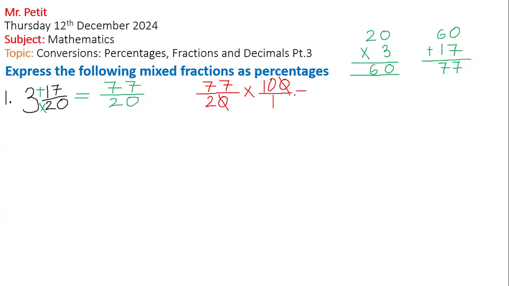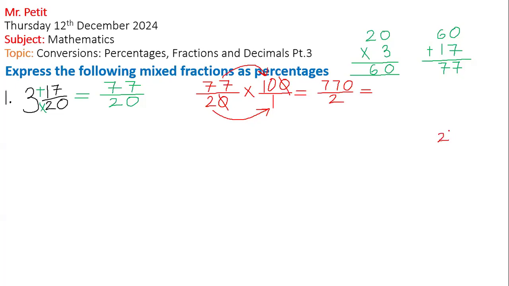It's going to be equal to 77 times 10, which is what? 770. Yeah, 77 times 10 is 770. And then 2 times what? 2 times 1, which is 2. And then we divide, so it's going to be equal to 770 divided by 2. So let's do that.